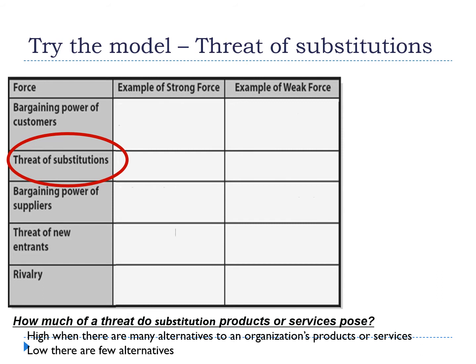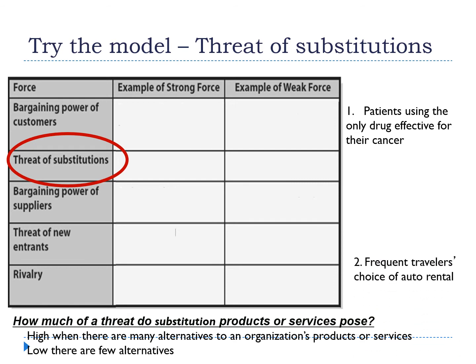Let's take a look at this figure and think about this question. How much of a threat do substitution products or services pose? First, patients use the only drug effective for their cancer. And second, frequent travelers' choice of auto rental. Let's take a look at the first one. Patients using the only drug effective for their cancer.